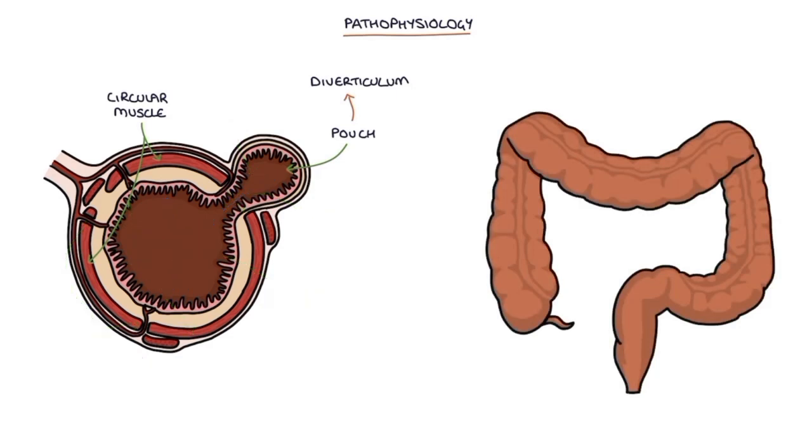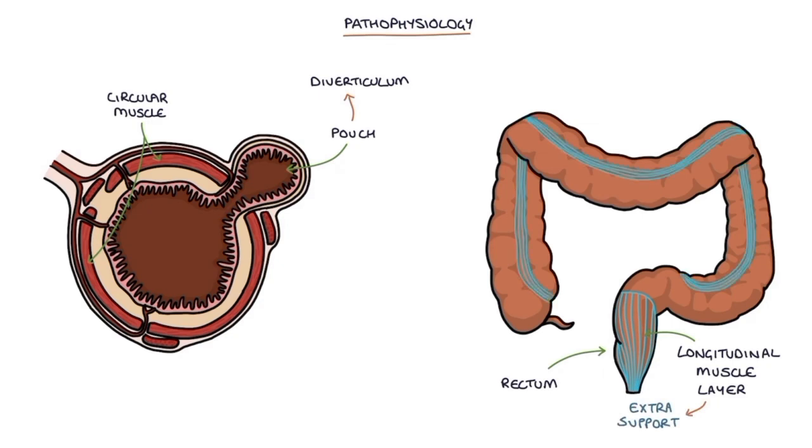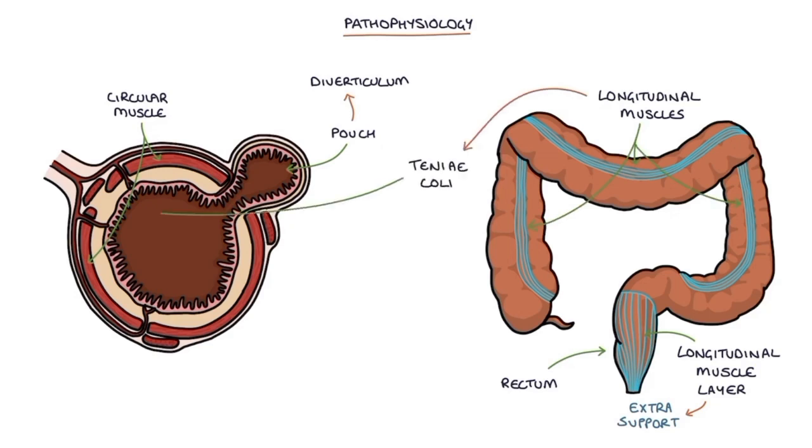Diverticula do not form in the rectum because it has an outer longitudinal muscle layer that completely surrounds the diameter of the rectum, adding extra support. In the rest of the colon, there are 3 longitudinal muscles that run along the colon, forming strips or ribbons, called taenia coli. The taenia coli do not surround the entire diameter of the colon, and the areas that are not covered by taenia coli are vulnerable to the development of diverticula.